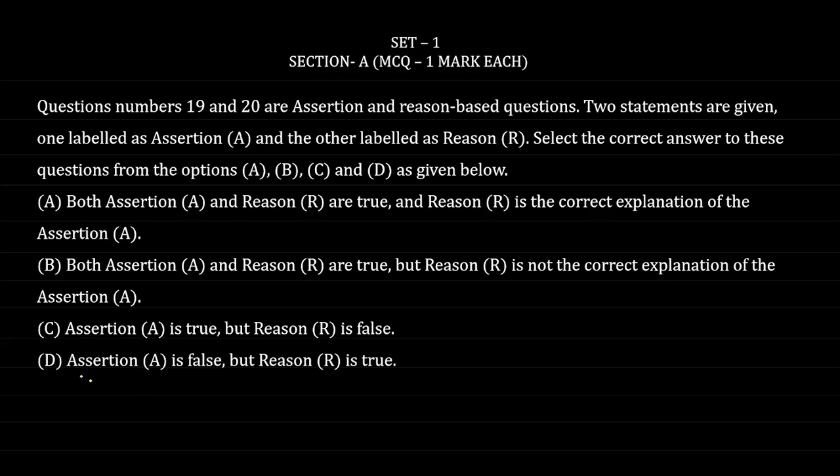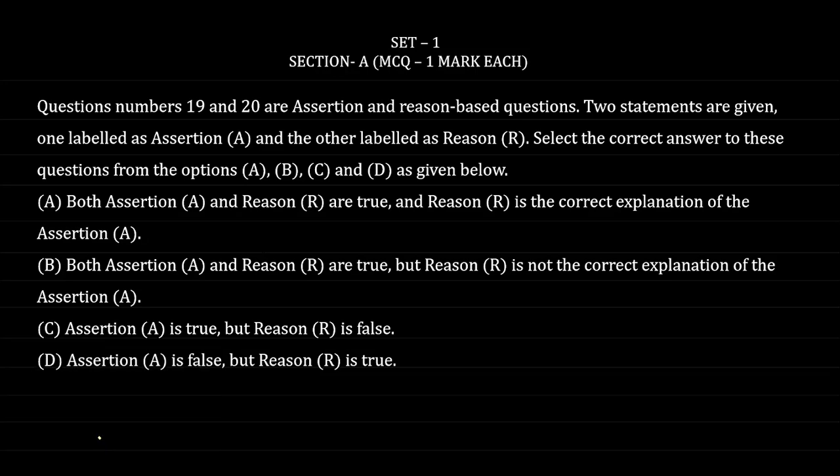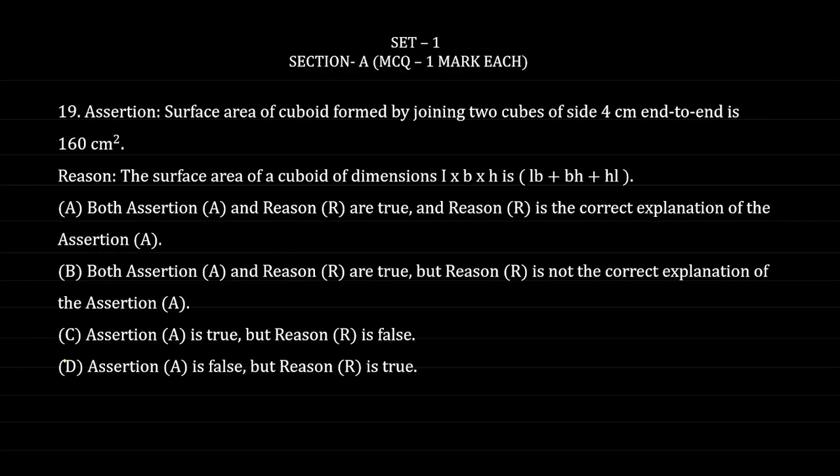Now we have to solve the assertion reason problems, that is question number 19 and question number 20. I hope you already know these things. These are assertion reason questions, and 4 options will be given to you. Let's see the 19th question. The surface area of a cuboid formed by joining two cubes of side 4 centimeters end to end is 160 centimeters square. Reason is also given.